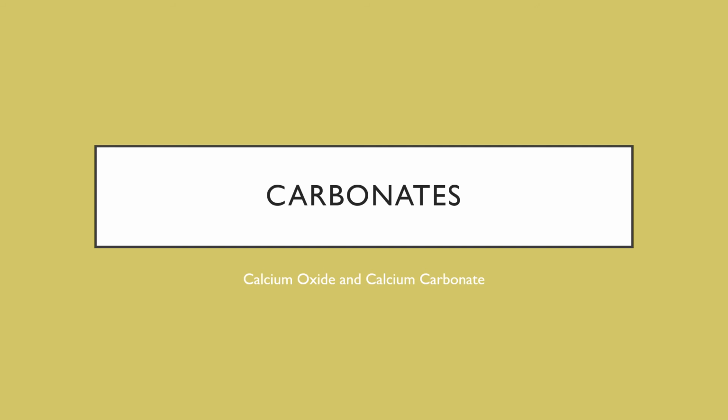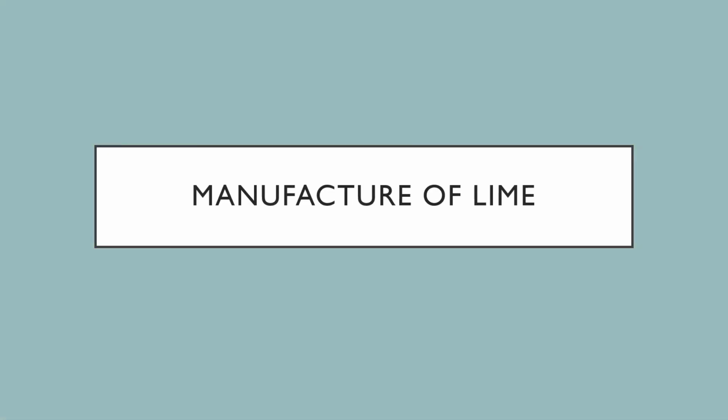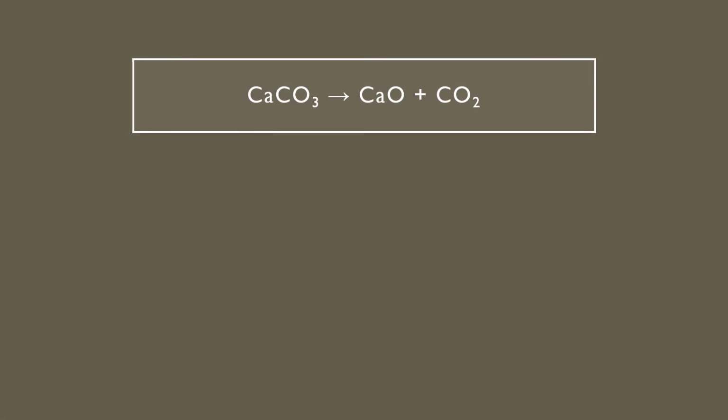Today we will focus especially on calcium carbonate and calcium oxide. Limestone consists of mostly calcium carbonate, CaCO3. Lime, which is calcium oxide, is manufactured by the thermal decomposition of calcium carbonate. Here is the equation for the reaction. Calcium carbonate breaks down to calcium oxide and carbon dioxide.